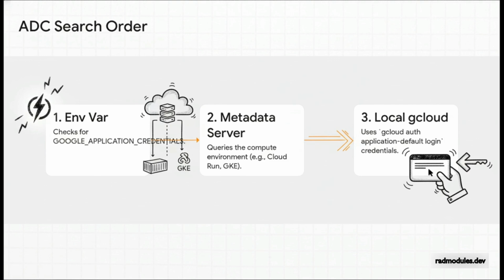First, the library looks for a special environment variable. If that's not there, it checks with the metadata server of the environment it's in, like Cloud Run or GKE. And if all else fails, for local development, it just uses the credentials from your gcloud command line tool. You really need to remember this search order for the exam.